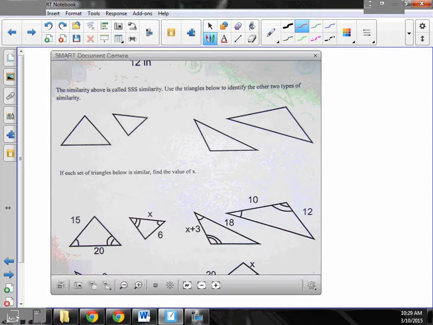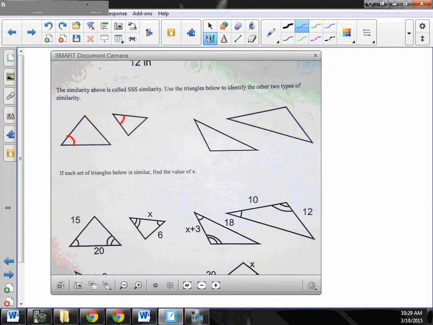So over here, let's say that I knew this angle matched that angle. Does that guarantee that the triangles are the same shape? If one angle matches? No. What about two angles?